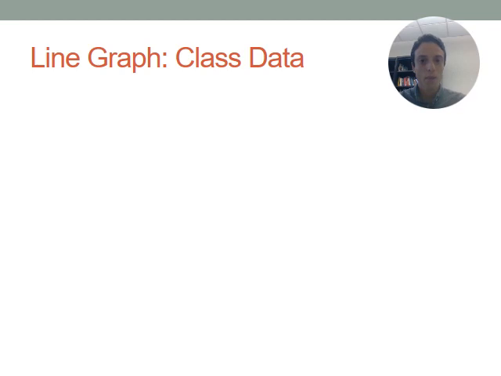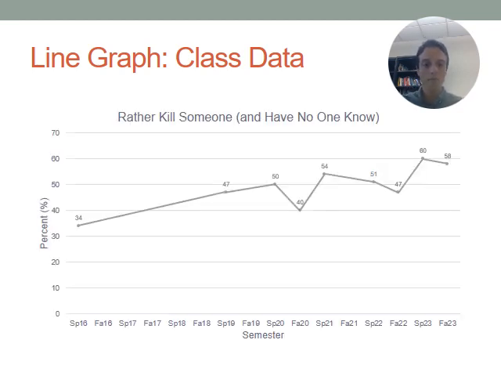All right, so those were some examples that I ripped from the internet. Here's an example of a line graph using the class data. I've been teaching versions of this course since the spring of 2016, with some gaps in there, as you can see. And I've been giving versions of the course survey in each of those classes. One question that has made it onto every survey so far is the one about whether you would rather kill someone and have no one know, or kill no one but have everyone think you did.